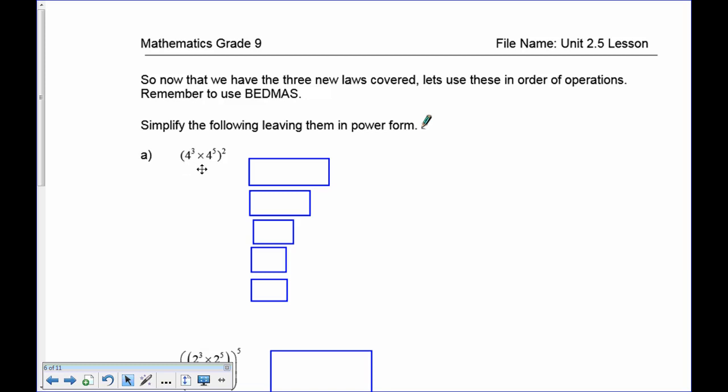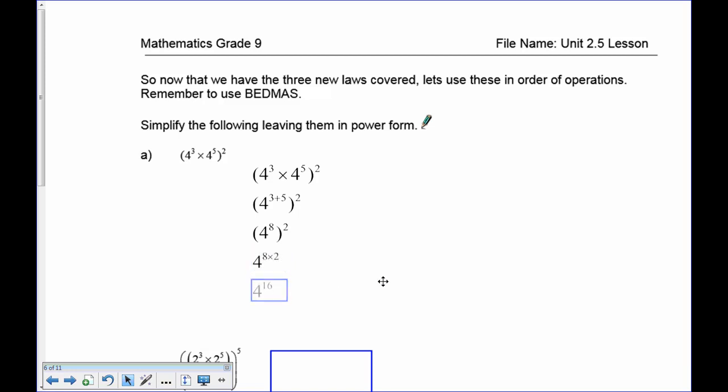4 to the 3 times 4 to the 5, all raised to the power of 2. Our first goal is to solve the inside multiplication, 4 to the 3 times 4 to the 5. Now, when the bases are the same, we simply add the exponents. So there's your 3 plus 5. That leaves us with 4 to the 8, all raised to the power of 2. Now, when you cross brackets, you multiply by 2. So 8 times 2 gives you 4 to the 16.